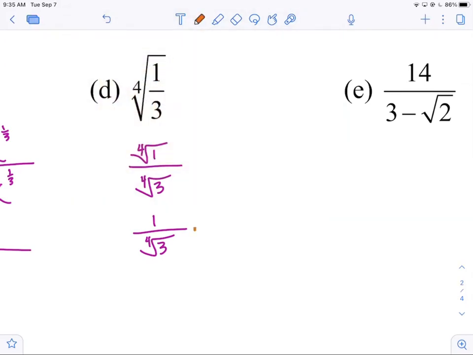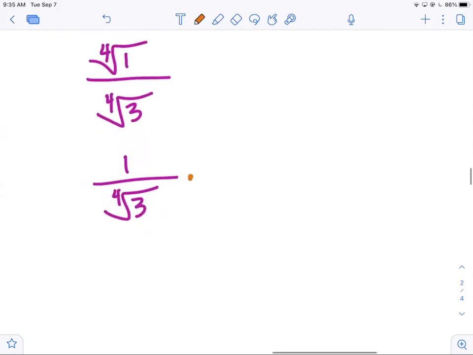Let's see if we could do it without putting it in fractional exponent form. It's going to be some type of root 3. Thanks, Scoob. That's my custom notification.